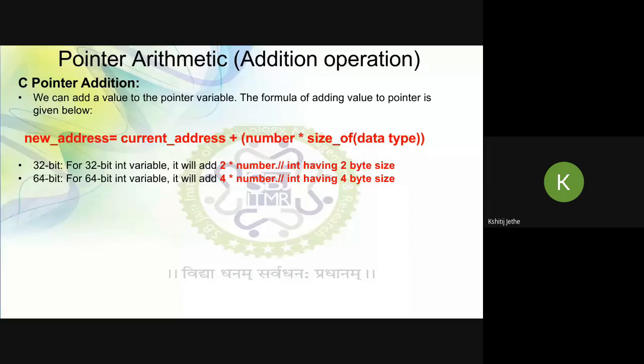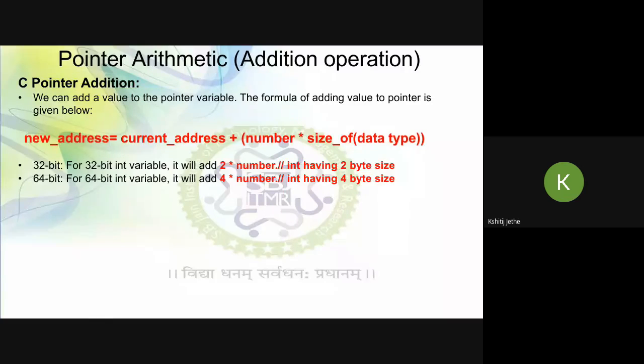For example, if the current address is 1, the data type is integer, and the number we are adding is 2, then what will happen? New address is equal to current address, take 1, and the number we are adding is 2, and the data type is integer here. So 2 into 4, that is 8, and that will be added to the current address 1, and the resultant address we get is 9 in the output.